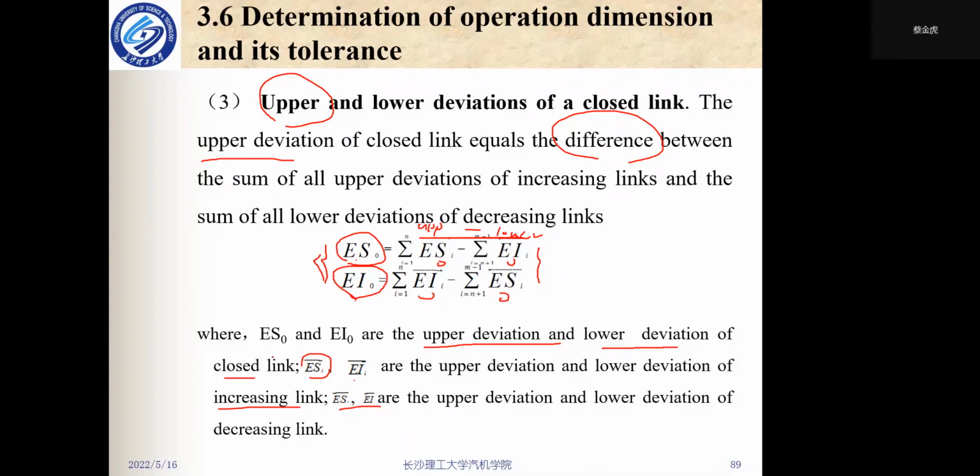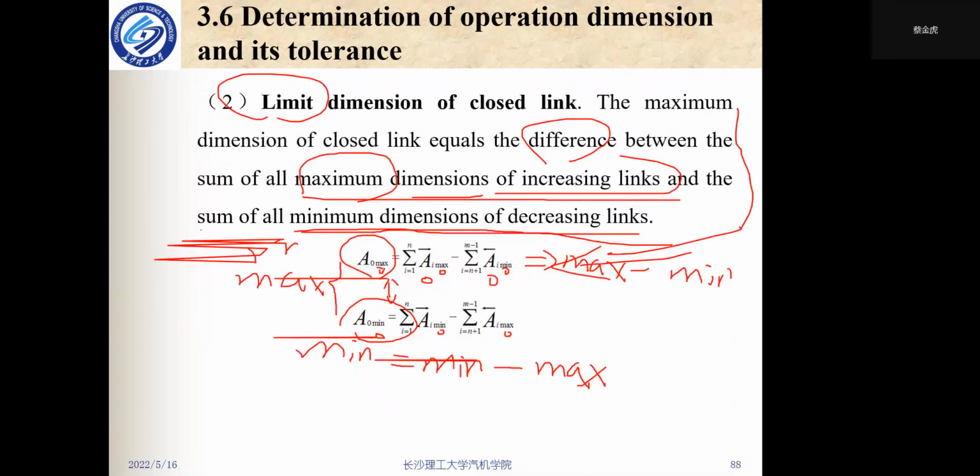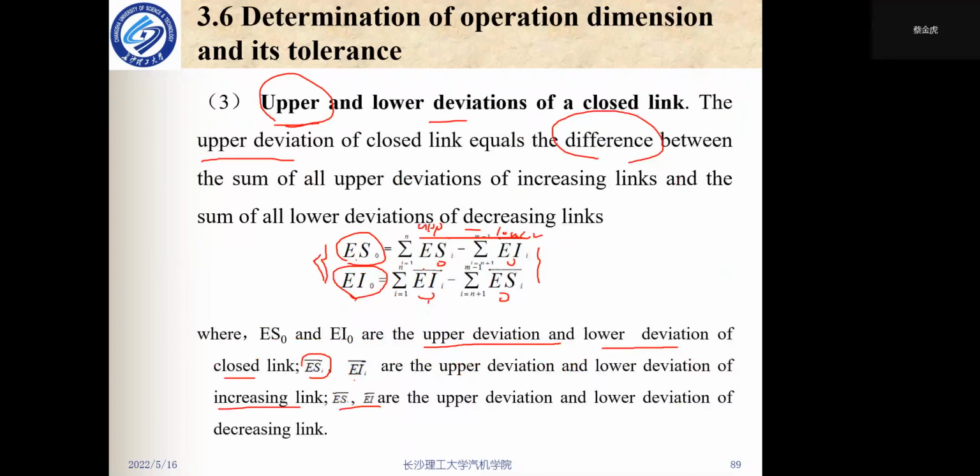We can calculate it straightly, because if we want to get upper deviation, we use the upper one minus lower one. If we want the lower deviation, we use the lower one minus the upper one. Similar as we want to get the maximum value, we use maximum value minus the minimum value. And if we want to get the minimum value, we use the minimum value minus a maximum value. These equations are similar to each other.